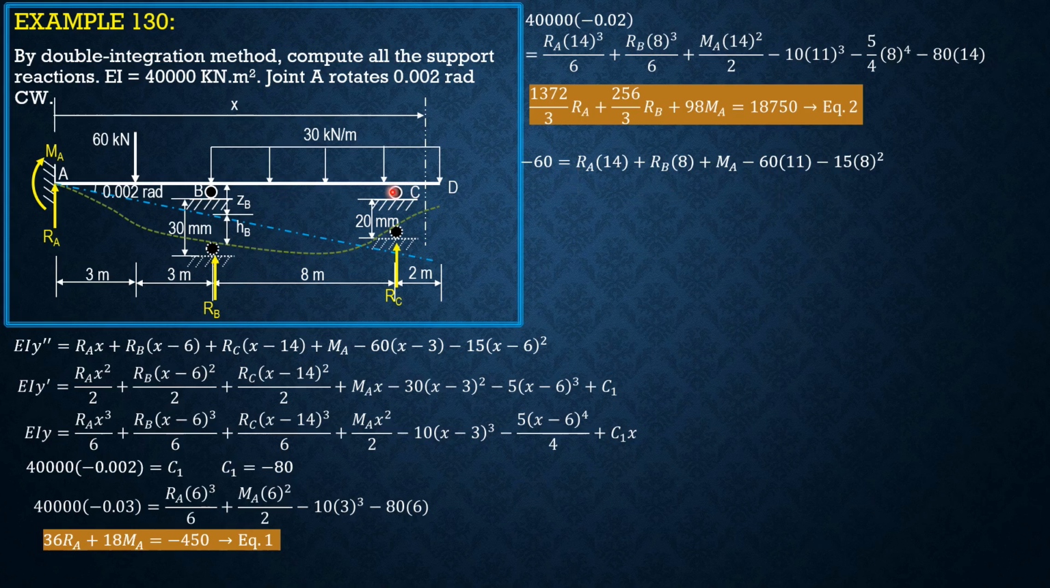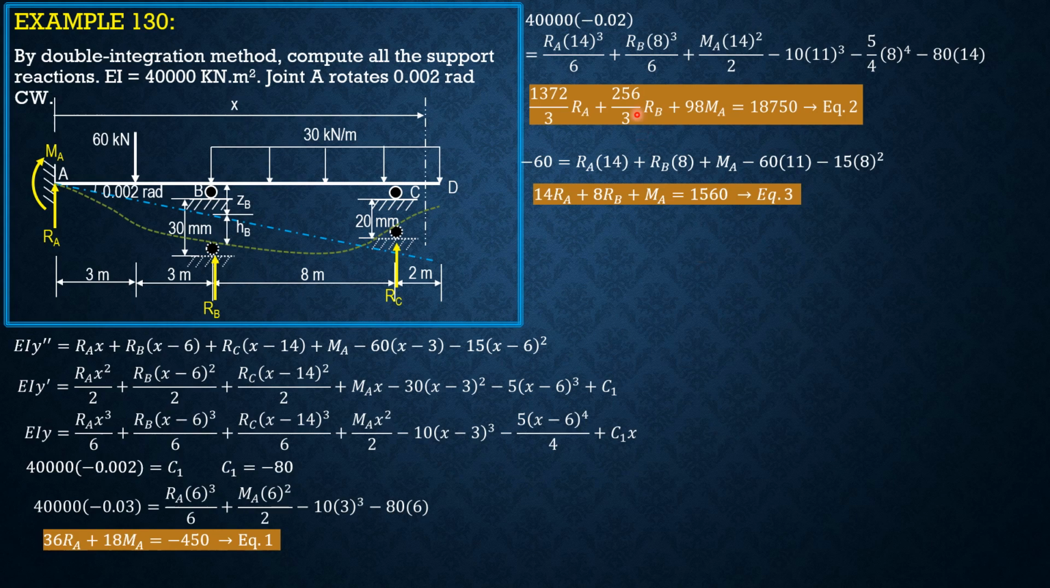So take note that this equation is like summing up moments about C considering the beam equals 0. Or simply substitute it here because this is the differential equation of the elastic curve and EIY double prime is interpreted as moment at any other point. We know the moment at C to be negative 60, or negative 30 times 2 times 1, so that's why we substitute it there. So simplifying this equation, 14RA plus 8RB plus MA equals 1560.